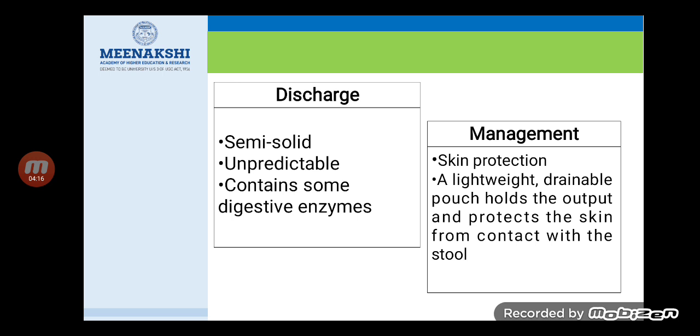The discharge which comes out of the transverse colon will be either semi-solid or unpredictable. It can be of any pattern. It contains a lot of digestive enzymes. So, as I told you earlier, skin protection is very important. A lightweight drainable pouch that holds the output and protects the skin from contact with the stool should be worn by the patient all the time.